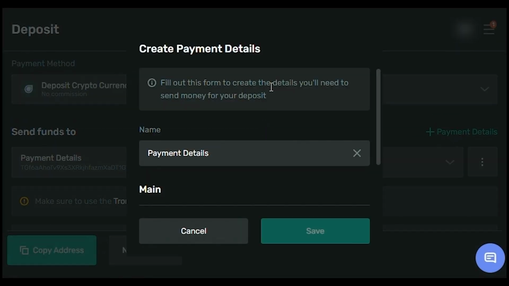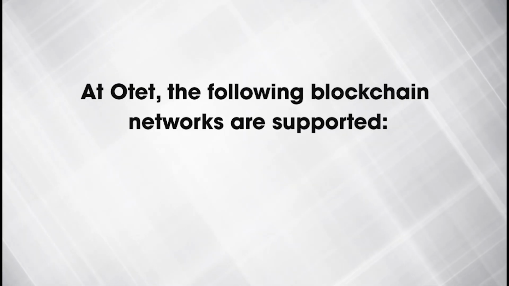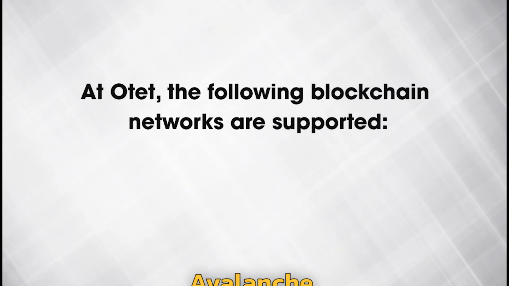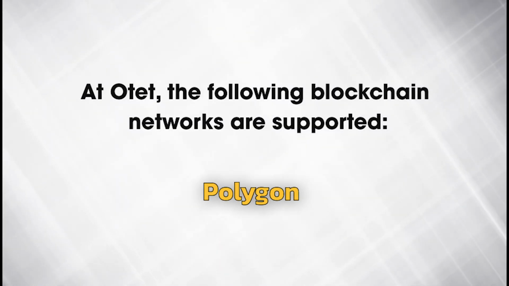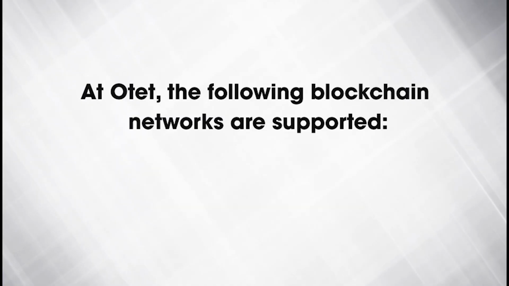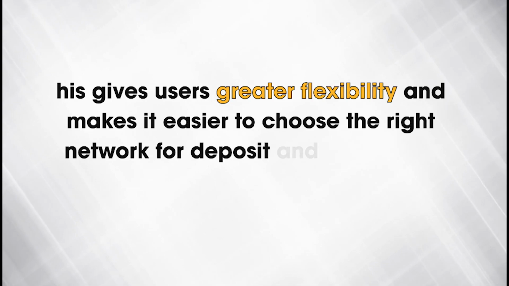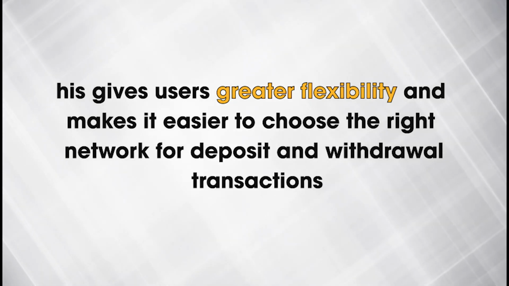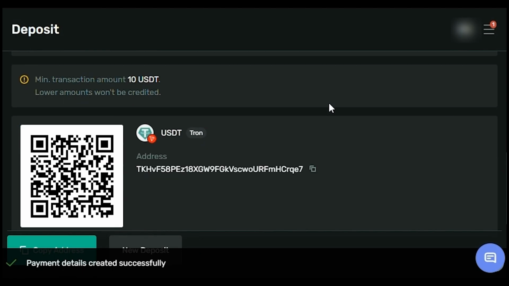Then, after selecting the payment method, choose the required blockchain network from the available options. At Otet, the following blockchain networks are supported: Arbitrum One, Avalanche, BNB Smart Chain, Ethereum, Optimism, Polygon, Solana, the Open Network, Tron. This gives users greater flexibility and makes it easier to choose the right network for deposit and withdrawal transactions. After selecting the blockchain network, your wallet address will appear based on the network you selected, and you can then make the deposit either by copying the address or by scanning the QR code.